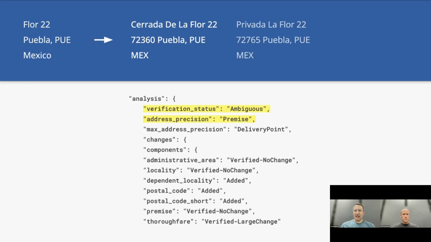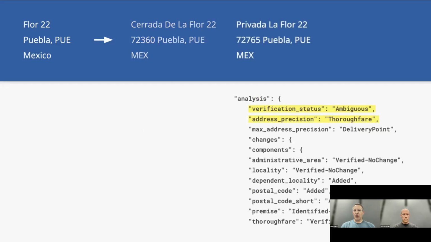Let me go to the next slide, and I'm going to highlight the one on the right, Privada de la Flor. Verification status is ambiguous, but in this case, the address precision is only thoroughfare. So this is a lower quality address. We're only able to verify it to the street. We know that Privada de la Flor is a good street, but the 22 part may not exist. We don't have it in our data.